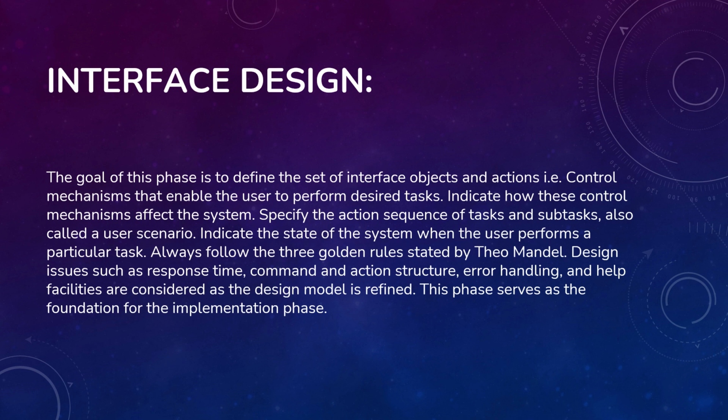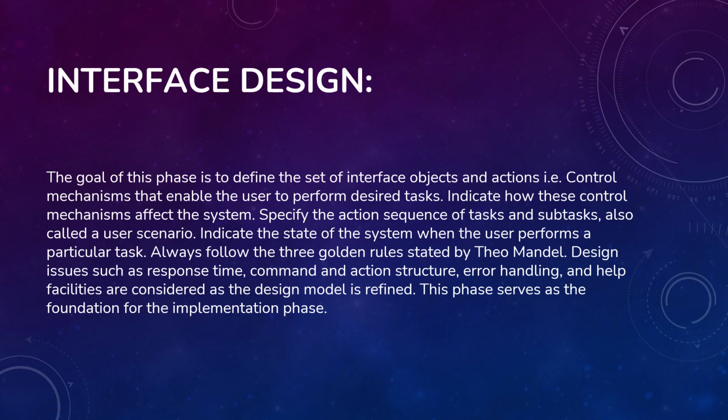The second phase of user interface design process is interface design. The goal of this phase is to define the set of interface objects and actions and control mechanisms that enable the user to perform desired tasks, indicate how these control mechanisms affect the system, specify the action sequence of tasks and subtasks, also called a user scenario, and indicate the state of the system when the user performs a particular task.